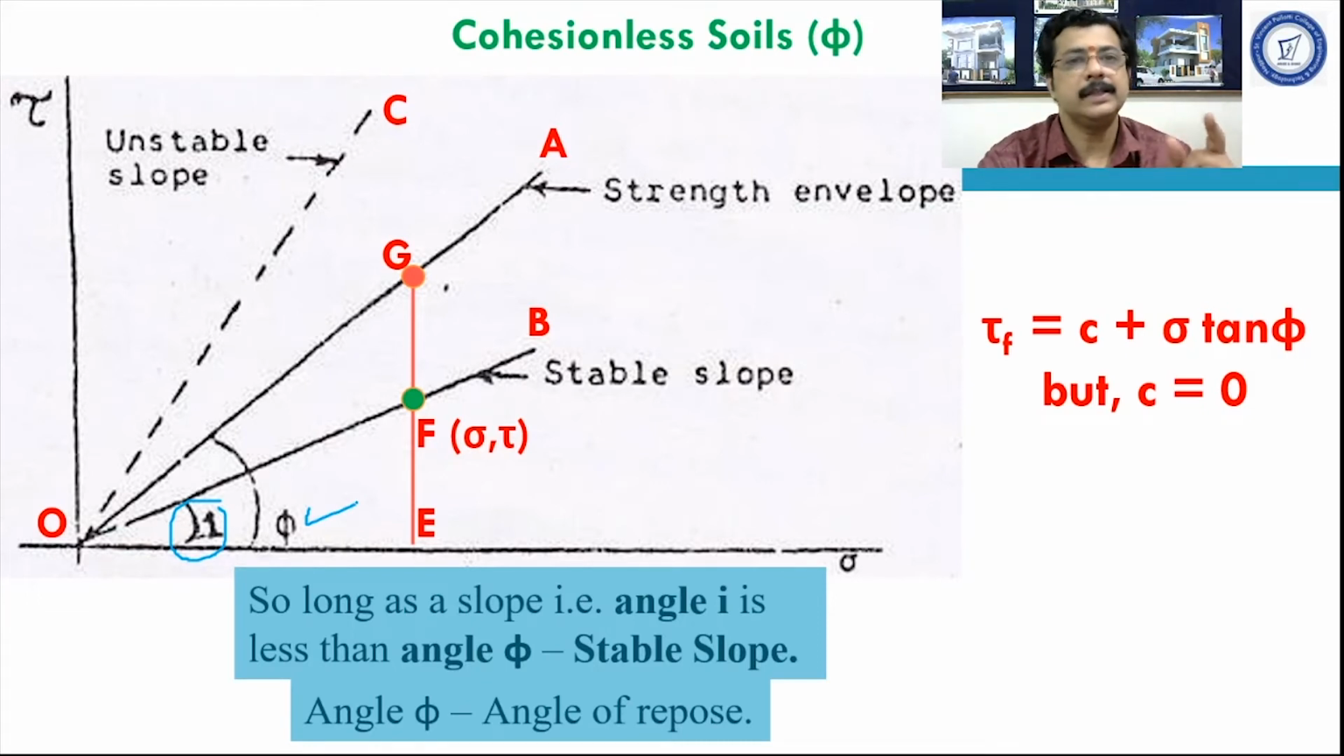Hence, whenever i is less than phi, the slope is called a stable slope in case of cohesionless soil. But once this angle of inclination of the slope crosses or exceeds the value of angle of internal friction, what would happen? It will become unstable. So this line OC indicates a slope which will be unstable. So it is not possible to provide a slope to that cohesionless soil at this inclination which is greater than the angle of internal friction. Alright, in this way we can find out whether the slope is stable or unstable in case of cohesionless soil in dry condition.